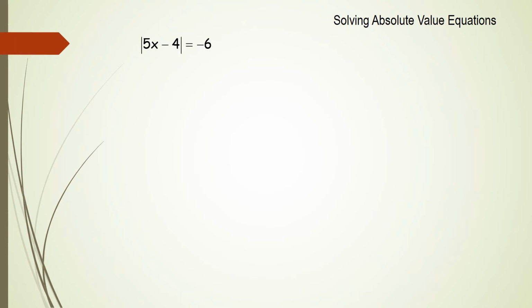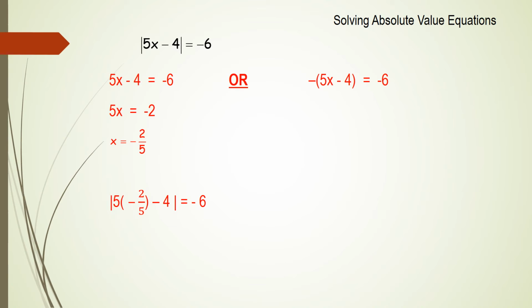Here's my next equation. The absolute value of 5x minus 4 is equal to -6. I account for both the positive aspect and the negative aspect of this equation. I add 4 to both sides of my equal sign, and then I divide by 5. And my result is x is equal to -2/5. Now I take my solution and plug it back into my original absolute value equation. Do these two values equal? No, they do not, because the absolute value of a negative number is going to give us a positive value. So 6 does not equal -6.